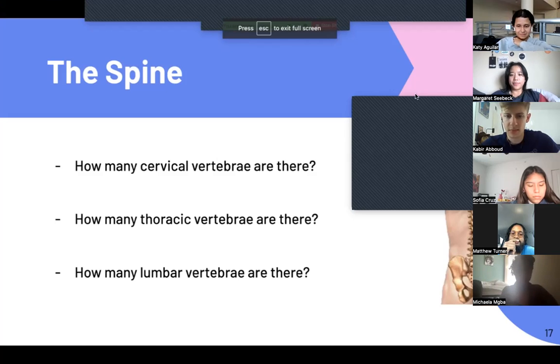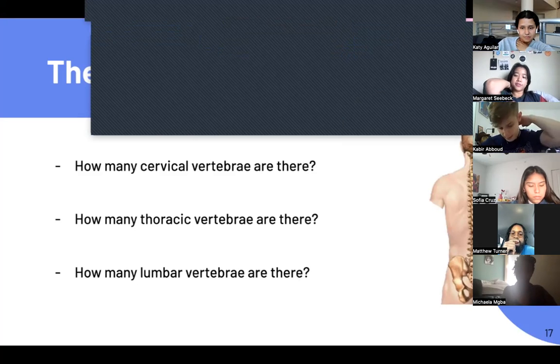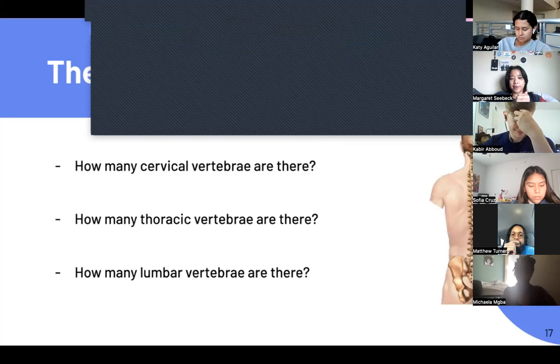Okay, so the cervical vertebrae are going to be at the top of your neck. So like the little bunch right there. So the first little section that's pointed off right there, that's going to be your cervical vertebrae. This is a really helpful trick I learned last year from one of my classmates.